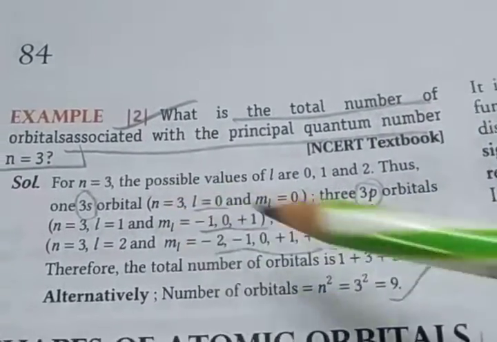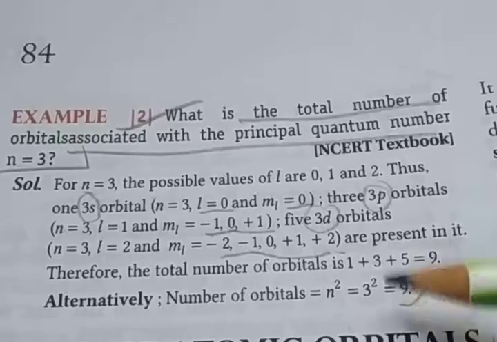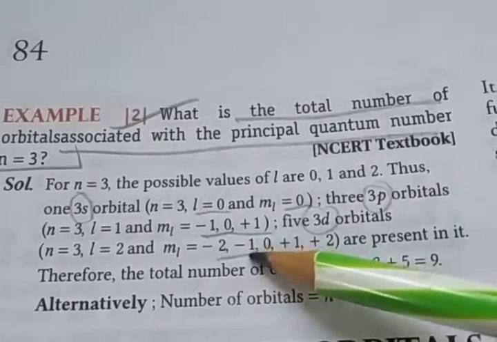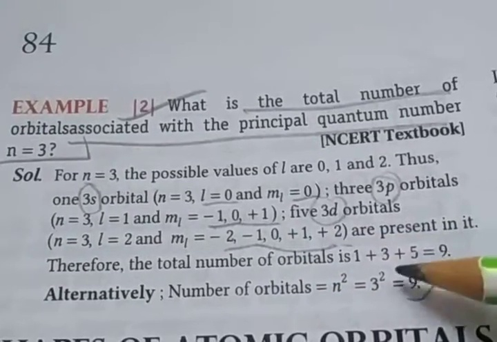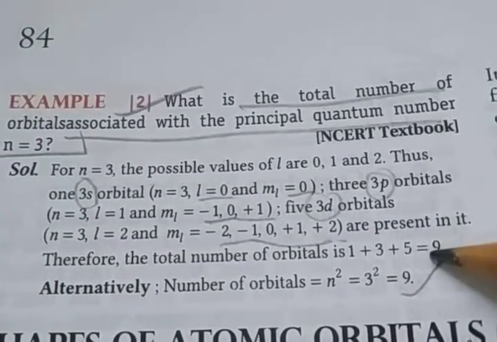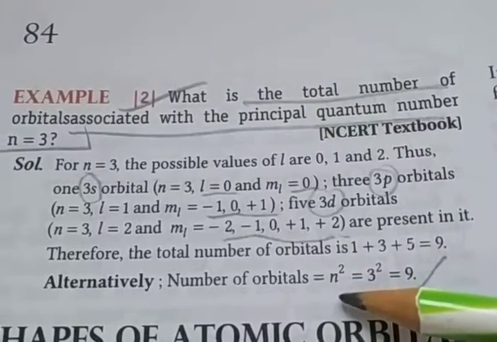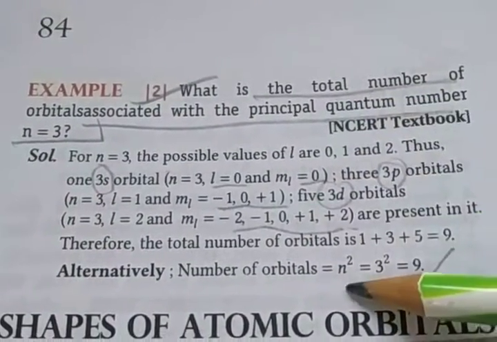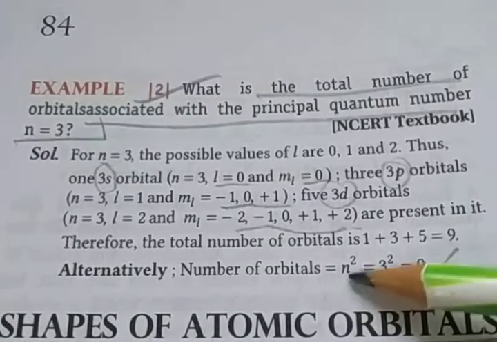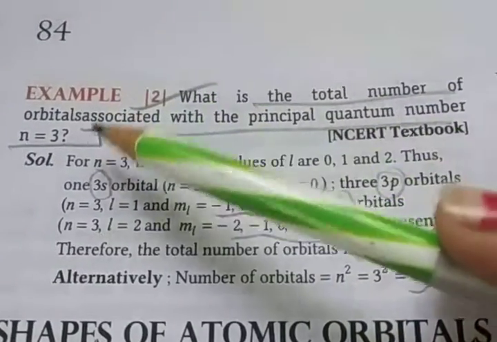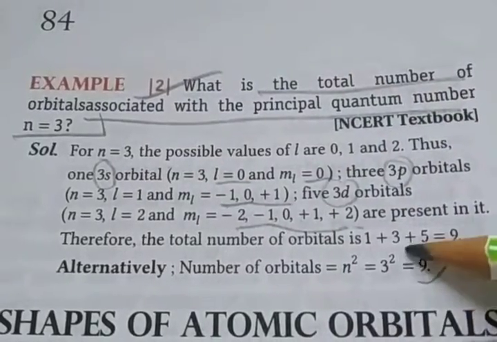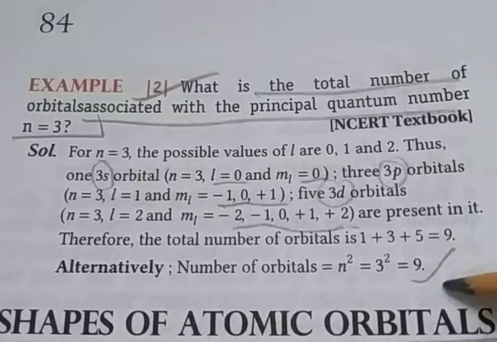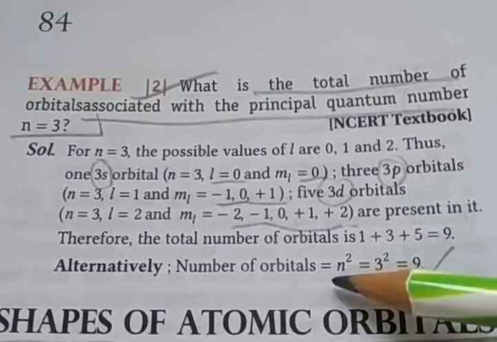So 1 for 3s, 3 for 3p and then 3d, total 5, because -2, -1, 0, +1, +2, so total 5. So 1 plus 3 plus 5 is equal to 9. So the number of orbitals we can easily find. It is not necessary to write directly, apply the formula: number of orbitals is n square. Here n is given 3, so 3 square is equal to 9. So that is the total number of orbitals associated with the principal quantum number n.